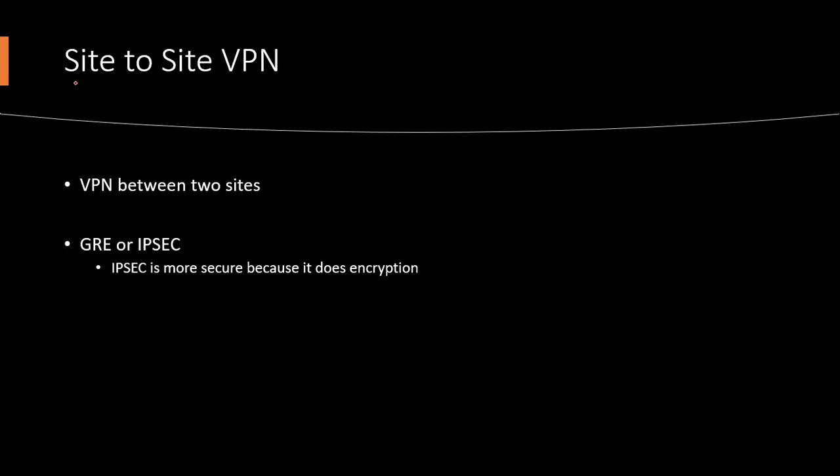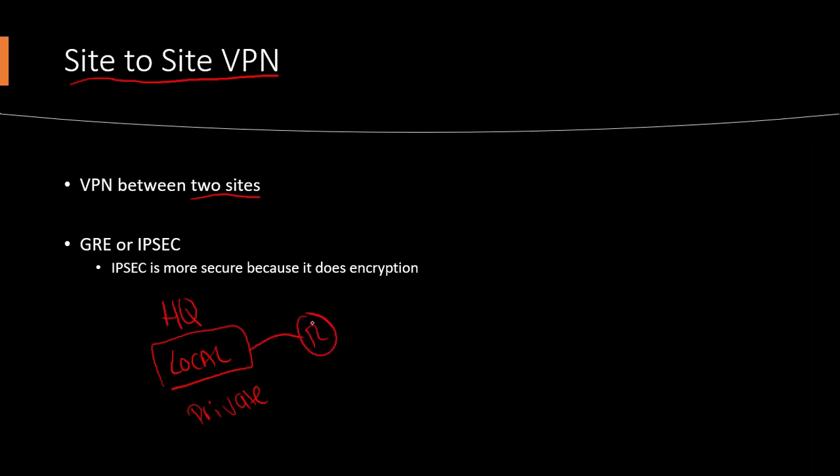So let's start with the first VPN, which is a site-to-site VPN. This is a virtual private network between two sites, hence the name site-to-site. Now this type of VPN is identical to the one we talked about in the previous tutorial. So we have a headquarters office. They have a local network, which we know is going to be private. And they have some type of router that has a connection to the internet, which we know is public.